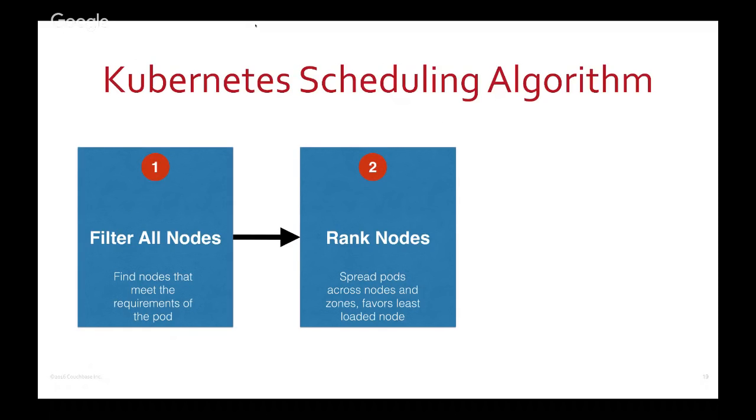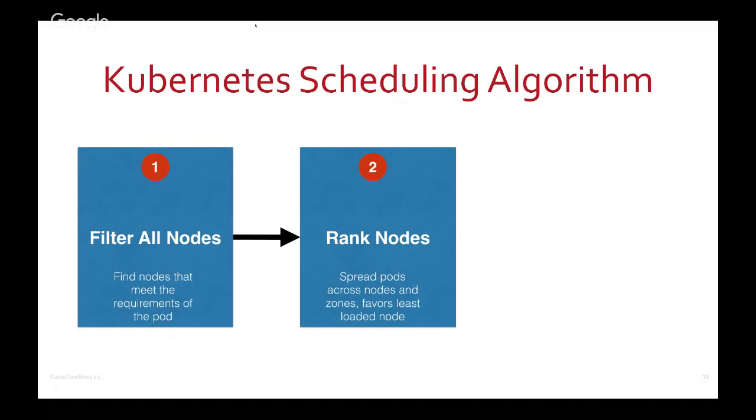Then after filtering all the nodes, it ranks all the nodes. Okay, out of 10, I've brought it down to 4 where the pod can be run. Now I'm going to rank the nodes. And when it's ranking the nodes, it looks at things like, okay, I'm going to spread the pods across zones, because the Kubernetes cluster can be across regions, can be across zones. It also favors least loaded nodes. So it has an algorithm by which it starts ranking the nodes.